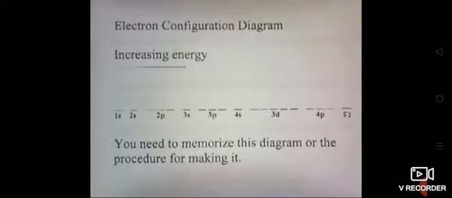Which is the lowest energy level? 1s. The next one is 2s. After this, 2p. After 2p, 3s. After 3s, what happens? 3p. After 3p, it will not go to 3d, it will go to 4s. So this energy level filling depends on the n plus l value.